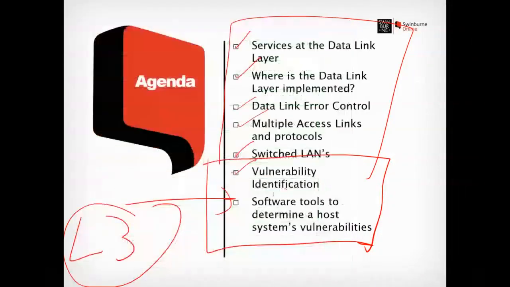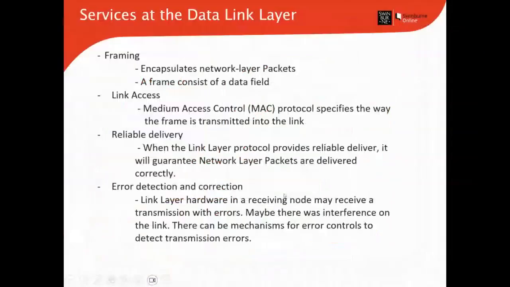Okay, so let's get into this. At the data link layer, we encapsulate network layer packets. So I've got an IP packet. In the IP packet, I will have the source and destination IP addresses and other stuff, right? When layer 3 gives this packet, so this is a packet.